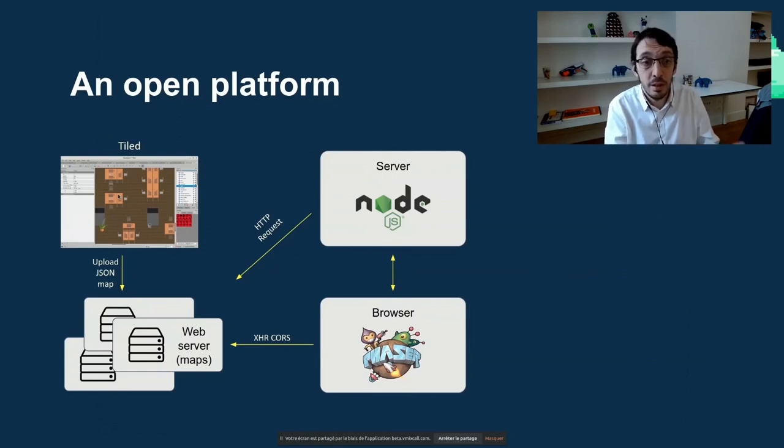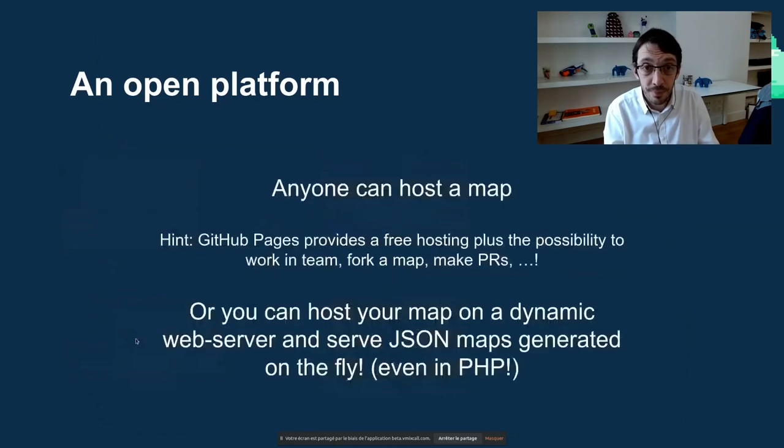it generates a JSON file. And this JSON file, you can put it in any web server. And the only thing is that the web server here must have CORS headers properly set. This is really important because otherwise the browser will not be able to do an XHR request to the server. But as soon as the headers are set, you can really put your map anywhere.